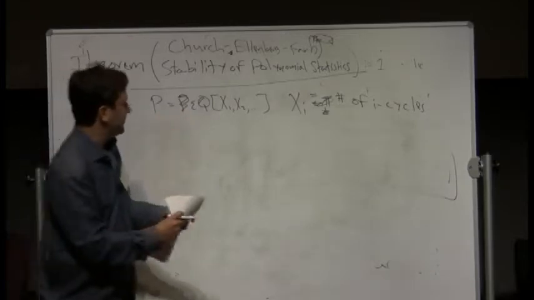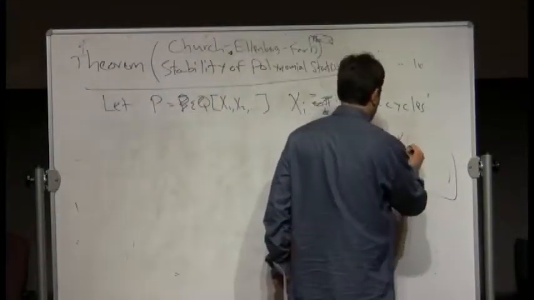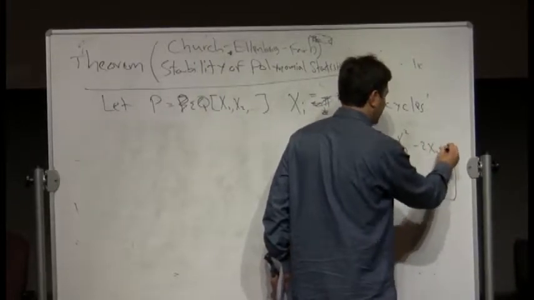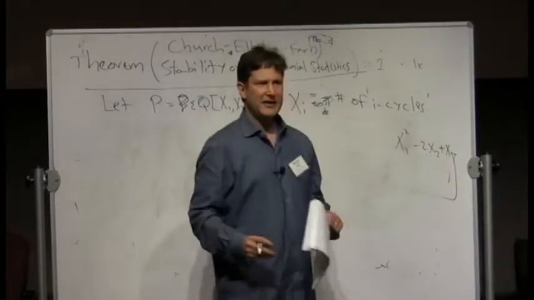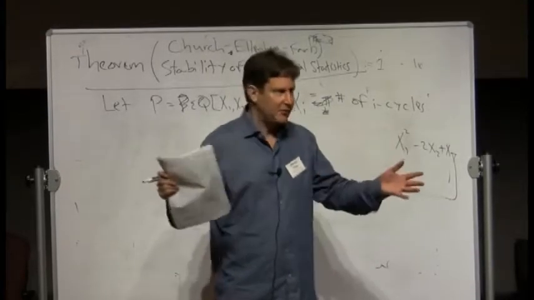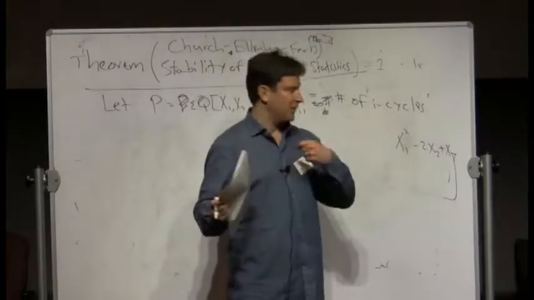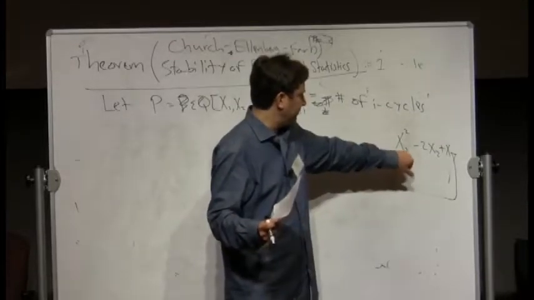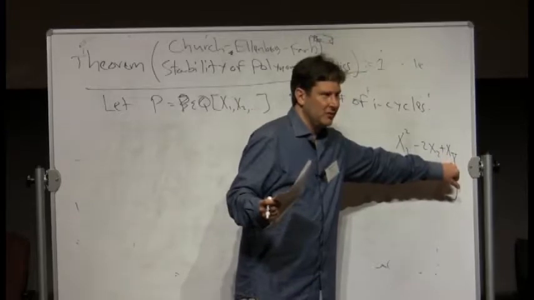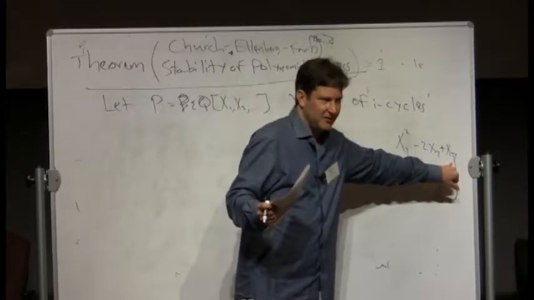If you give me something like x1 squared minus 2x2 plus x7, that is a class function. It's constant on conjugacy classes on all symmetric groups at the same time. You give me a permutation, I just take the number of 1-cycles and square it, minus 2 times the number of 2-cycles, plus the number of 7-cycles.